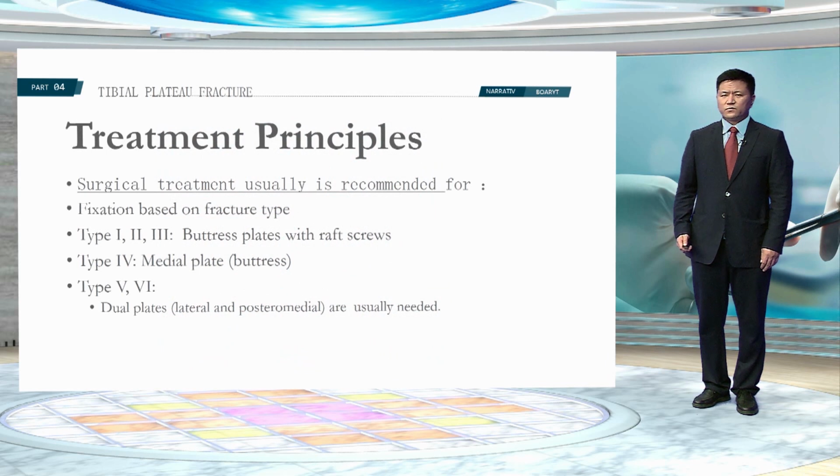Usually for types 1, 2, and 3, we use a plate at the lateral side. For type 4, we use a medial plate, and for types 5 and 6, usually we use 2 plates to fix both sides.